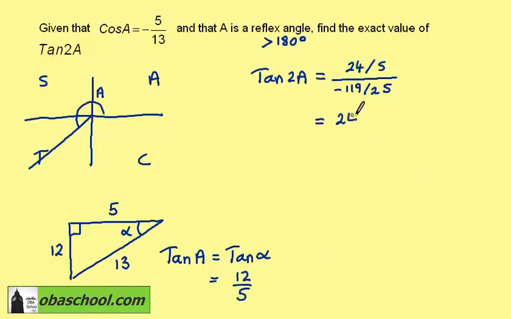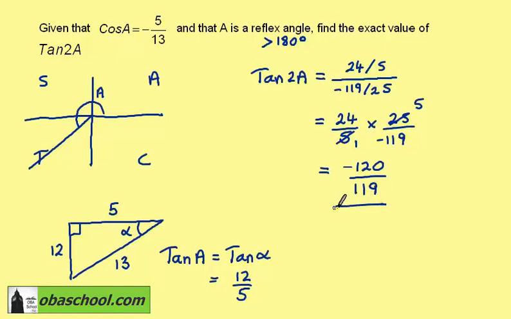So we have 24 over 5 divided by minus 119 over 25, which means we turn the second fraction upside down and multiply. 5 goes into 25 5 times. 5 times 24 is 120, so we have minus 120 over 119.